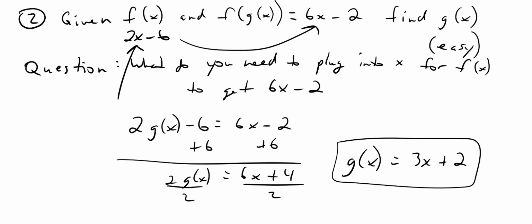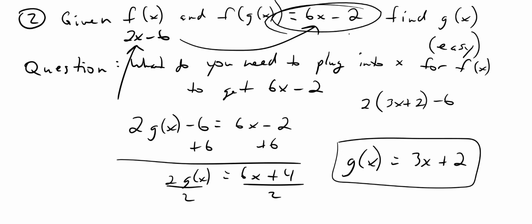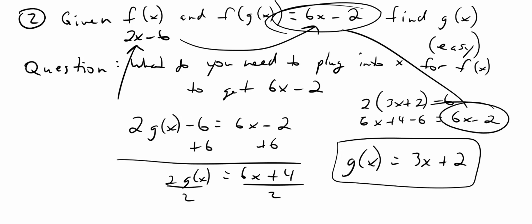And guys, it's super easy to check this just to make sure you're doing it right. I'm telling you f of g of x is 6x minus 2. So let's actually find that, right? If I take the 3x plus 2 and I plug it into 2x minus 6, so 2 times 3x plus 2 minus 6, I better get 6x minus 2. So I get 6x plus 4 minus 6, or 6x minus 2, and I do. Same thing.